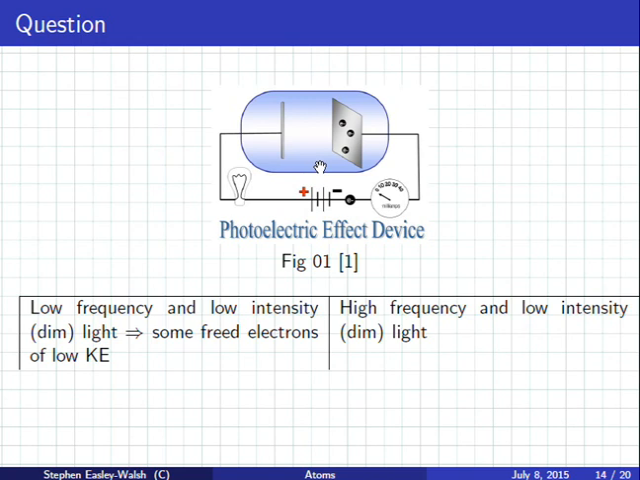The photons have higher energy, so it moves fast. So, which moves fast? The photons? Well, the photons all have the same speed. Think carefully. But the electron has higher kinetic energy. Let me give you the answer. If the frequency is high and the intensity is low, then you have some freed electrons of high energy.